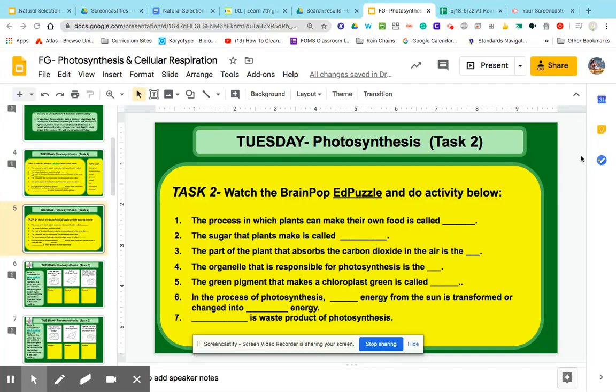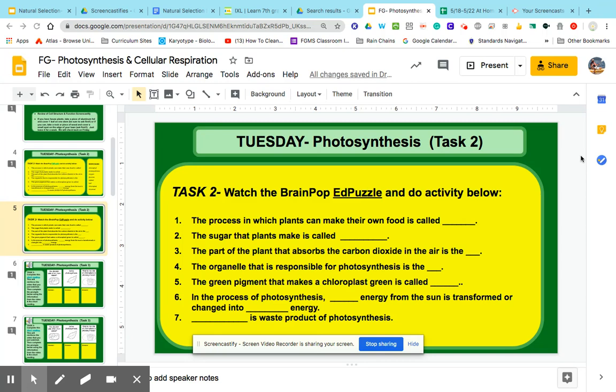Hi, all. The first thing we're going to do today is go over the two short tasks that you had to do yesterday. The first one was that you had to watch a Brainpop Ed puzzle about photosynthesis, and you had to answer 7 short questions with that Brainpop. So make sure you check your answers as we go along. If something is wrong, fix it.